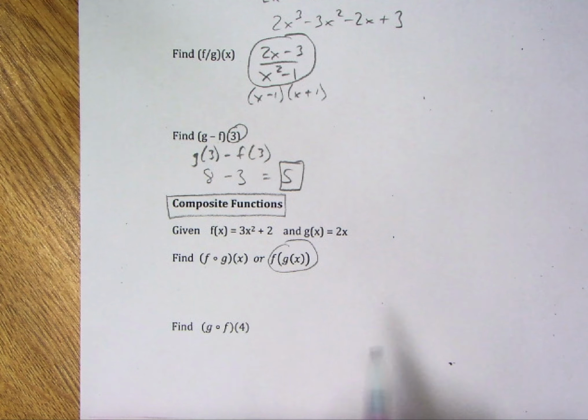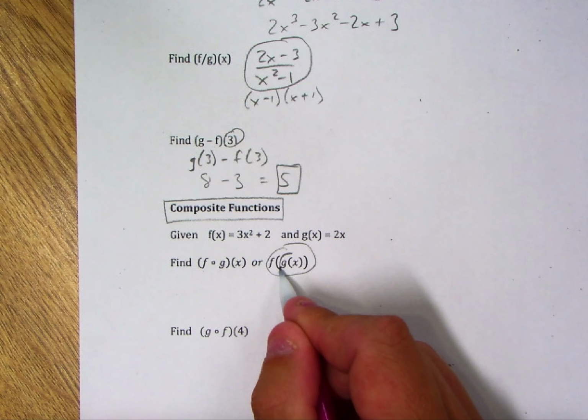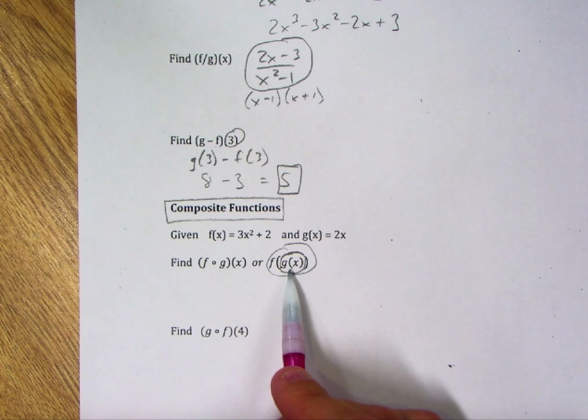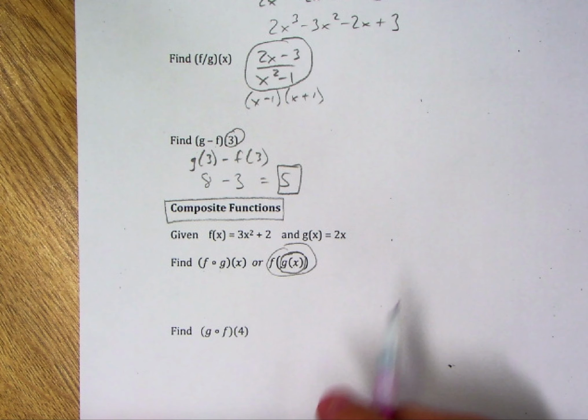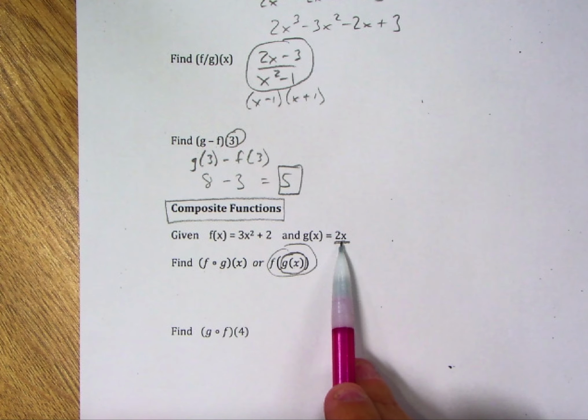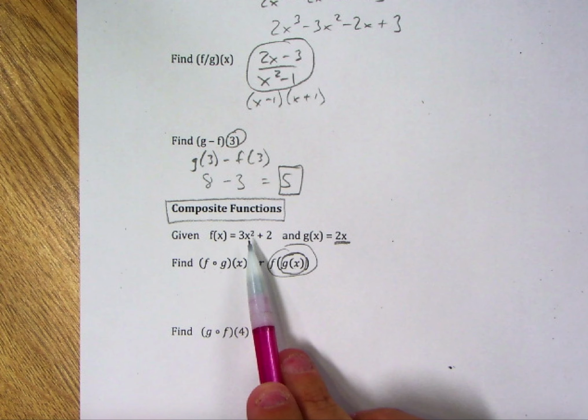And so now you can actually see g of x is your input. It's like f of g of x. What this means is we're going to take the g function. In this case, 2x is the g function. That becomes our input in for x in the f function.